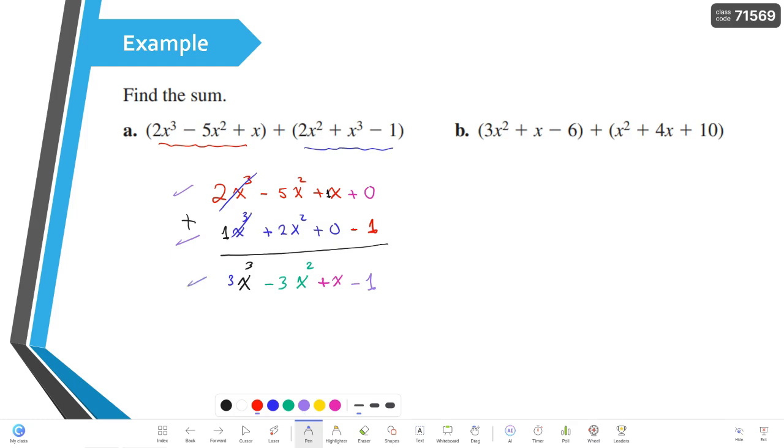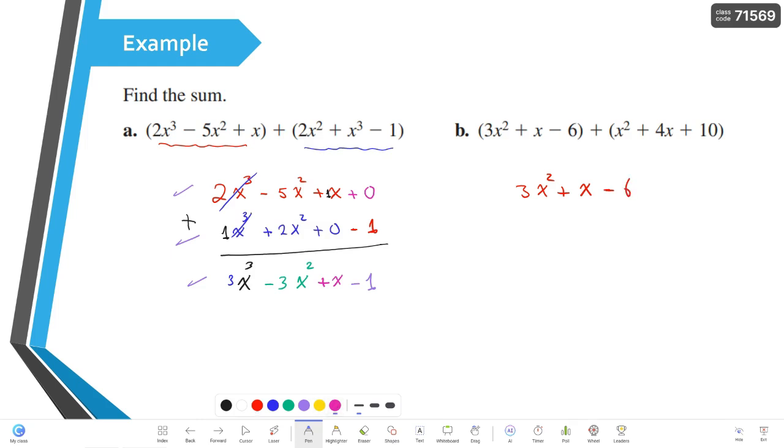In the second example to the right, we are going to follow the same steps by writing the first polynomial, which is 3x squared plus x minus 6. And we can simply notice that this polynomial is written in the standard form. So I'm going to write here 3x squared plus x, then minus 6.